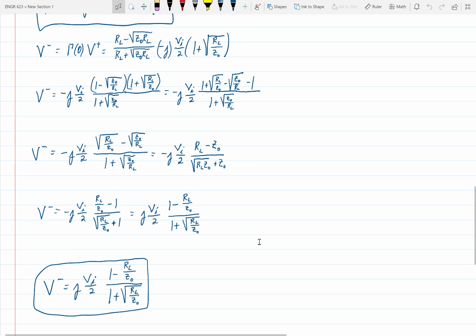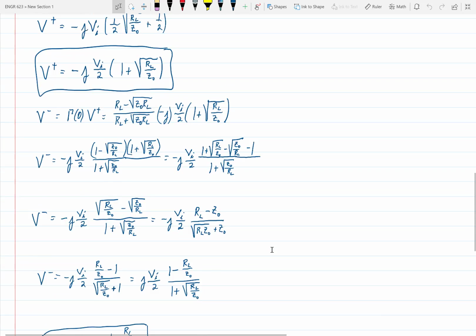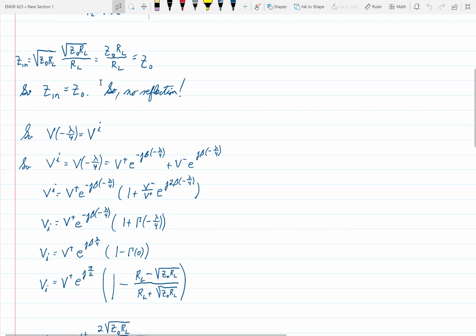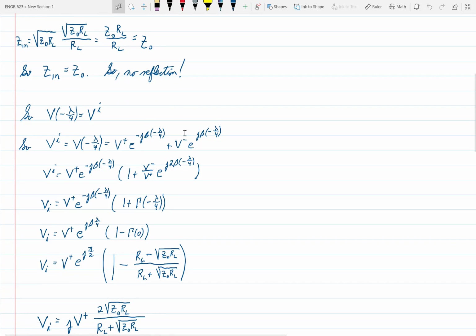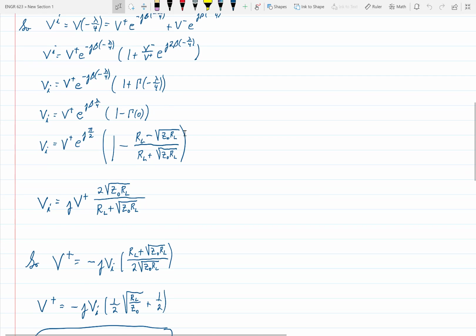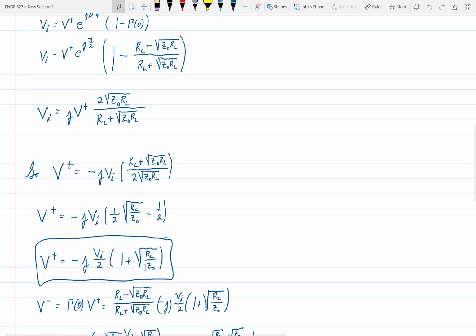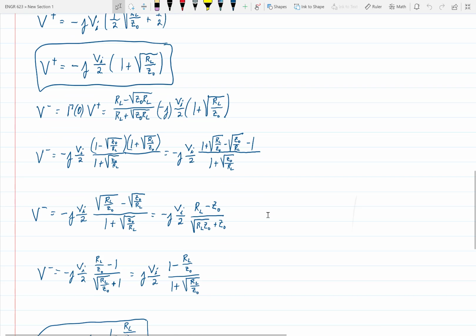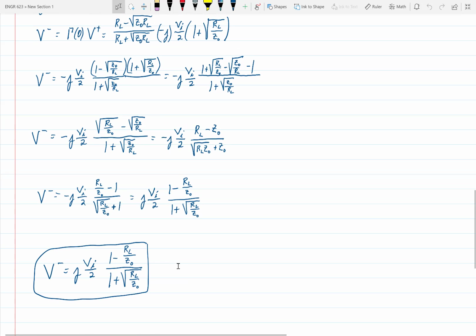I don't believe that there are any algebraic errors, although there certainly could be. But the main thing I would say for this problem is it's important that you see that the input impedance is Z naught. That's very important. And I think the formula for V plus is simple, so it's important that you be able to get this equation. But for V minus, you should understand that this first equation is valid. And then if you want to try to verify that this is correct, that'd be great. But don't worry too much. And if anybody catches an error, definitely let me know.